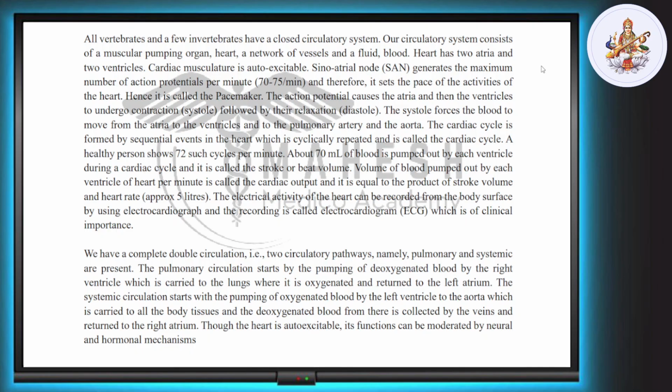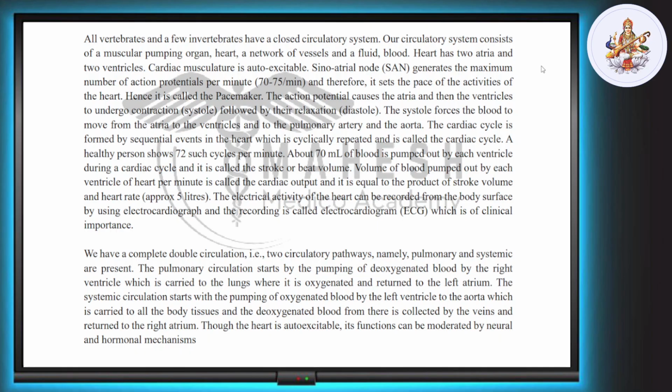Double circulation. Our circulatory system has double circulation. This is a key point. That means there are 2 circuits. Pulmonary circulation. Right ventricle pumps deoxygenated blood to lungs, then oxygenated blood returns to the left atrium. Systemic circulation. Left ventricle pumps oxygenated blood to the body, then deoxygenated blood returns to the right atrium. Why is this important? Because it ensures proper separation of oxygenated and deoxygenated blood, increasing efficiency in oxygen supply.